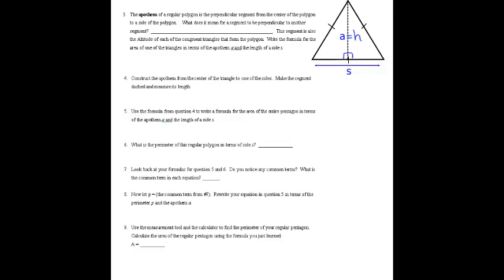If I write the formula for one of the 5 triangles in terms of the apothem and the length of side S, the area of one of the triangles, which used to be 1/2 base times height, is now going to be 1/2. My base has become S and my height has become A. And then it asks you to construct the apothem, which I've already done for you. Use the formula from question 4, I think that actually means from question 3, to write the formula of the entire pentagon in terms of the apothem and side length S. Well, I have 5 triangles. So the area of the pentagon is going to be 5 times this whole 1/2 S times A.